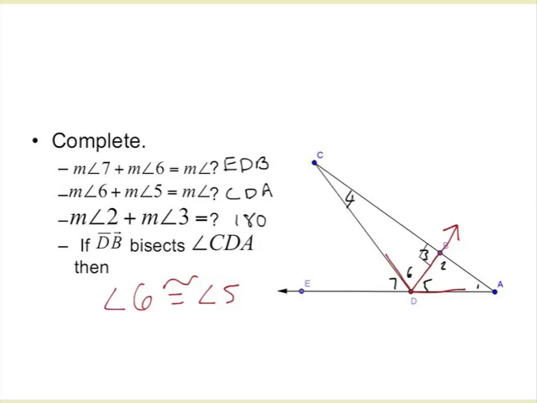Okay. So a bisector makes congruent pieces. So if we're bisecting a segment, we get equal segments. Here we're bisecting an angle, so we get some equal angles. Okay. Questions?